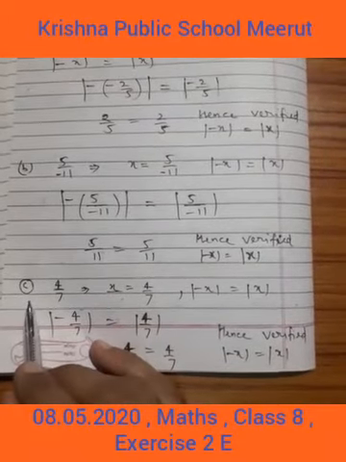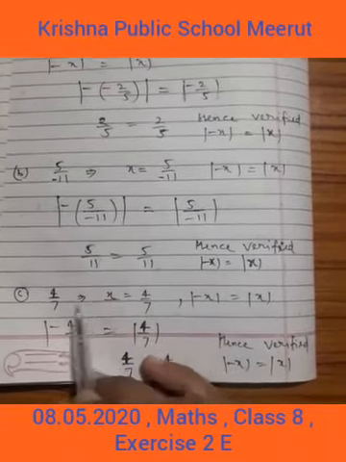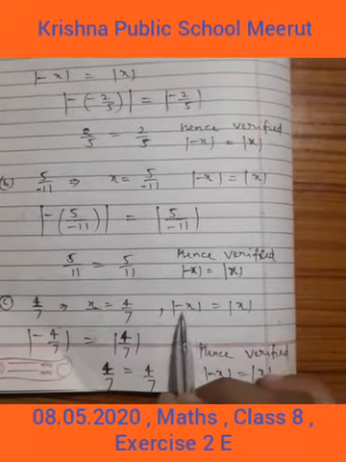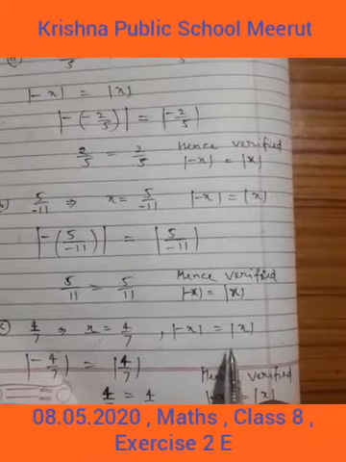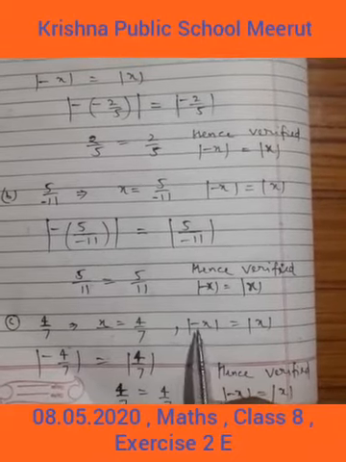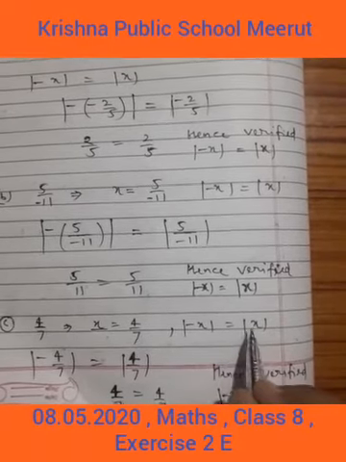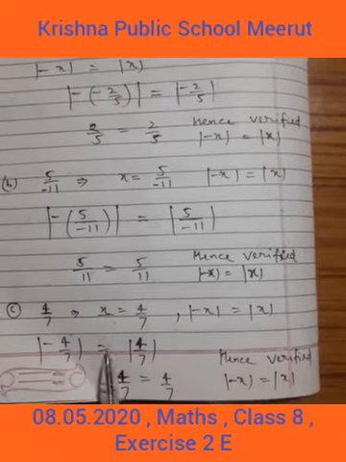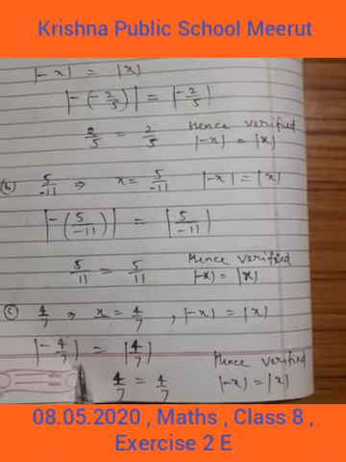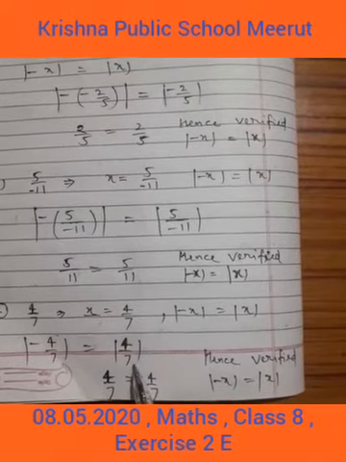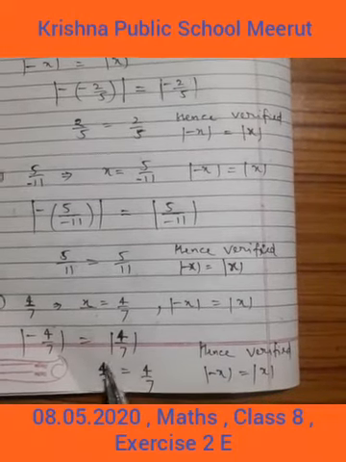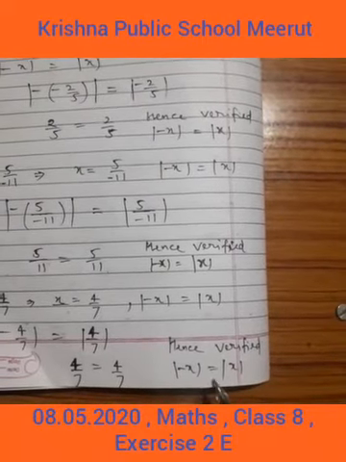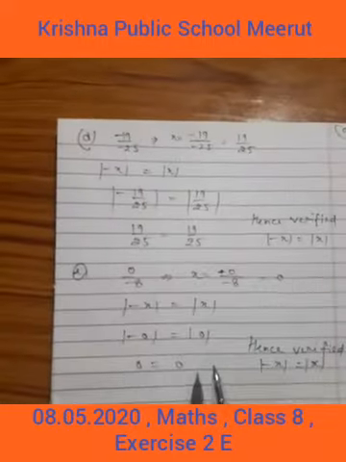C part is 4 upon 7, that is x is equal to 4 upon 7, and given that minus x in vertical lines is equal to x in vertical lines, or we can say absolute value of minus x is equal to absolute value of x, and we will put here the value of x, that is minus 4 upon 7 in vertical lines is equal to 4 upon 7 in vertical lines, and we will get the answer 4 upon 7 is equal to 4 upon 7. Hence verified minus x in vertical line is equal to x in vertical lines.